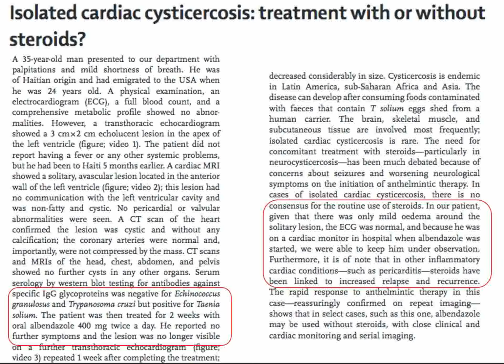We close with two cases. The first one is this poor man, a 35-year-old man who was born and raised in Haiti. He moves to the United States and he gets symptoms of shortness of breath. Sounds like he has heart failure, but imaging seemed to show a lesion in his heart. Didn't know exactly what it was, but he had IgG levels that were negative for echinococcus, but positive for Taenia solium. And Taenia solium, that's the hog or pork tapeworm, and it can cause cysticercosis.